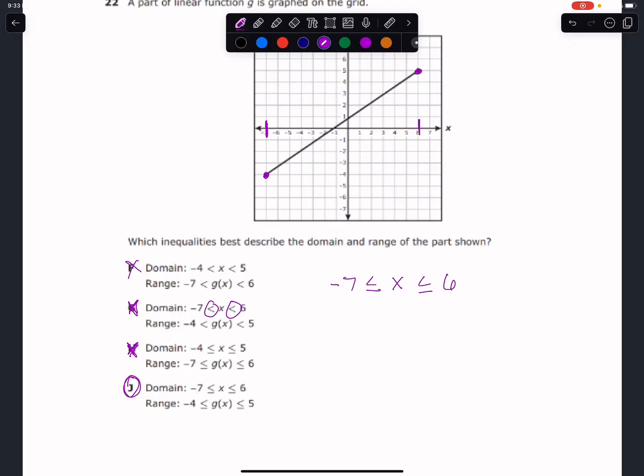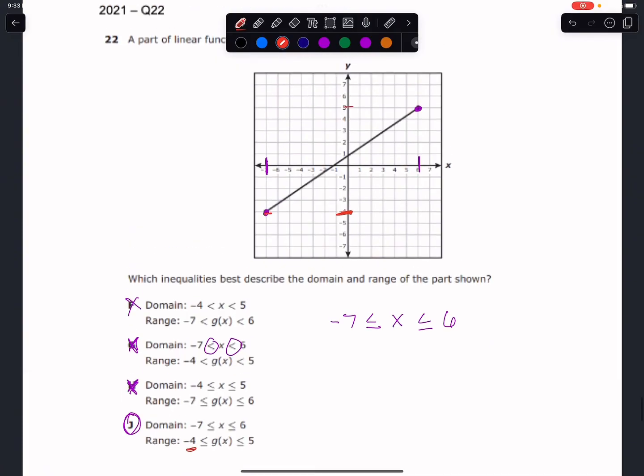Okay? Or if you need to double check your work, what's the lowest point on J? -4 with a closed circle. What's the highest point? 5, closed circle. So that's J.